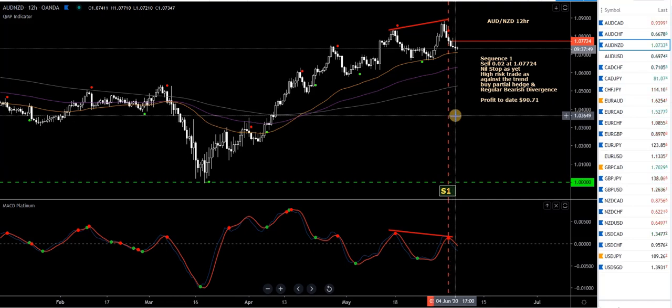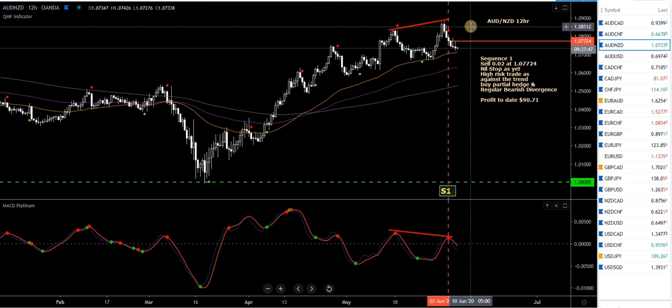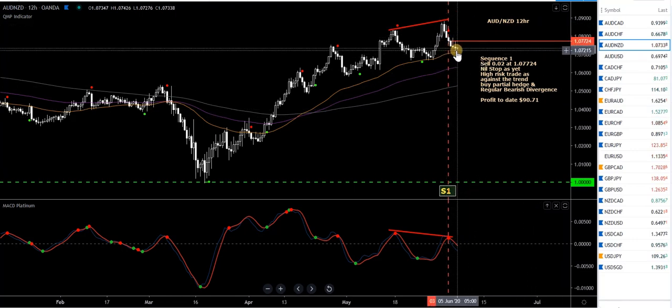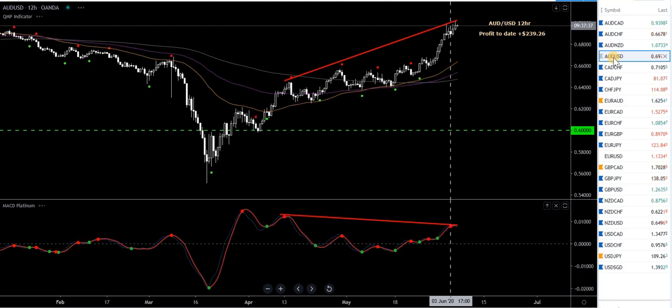So big numbers out of the US and Canada very shortly. But this is the Oz New Zealand, so it really shouldn't be affected too much by either, but we'll wait and see. So we're in a sell and doing all right at the moment. Well, not doing all right, but we're on the right side.